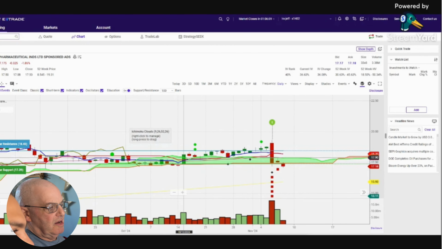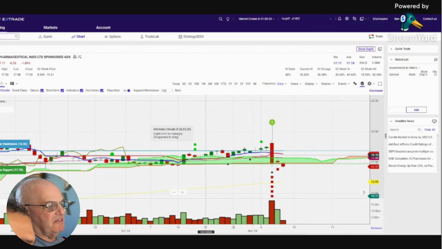So here it looks like, oh wow, I should get in on a big green candle. Well, look what happens: red, and it goes down into the cloud. It comes out of the cloud. I wouldn't trade this. This one, maybe. I would probably get in here thinking it's going to go up, right?